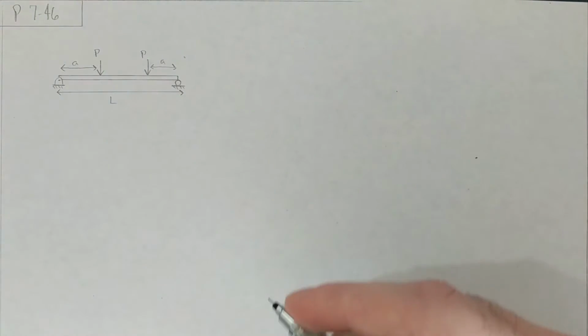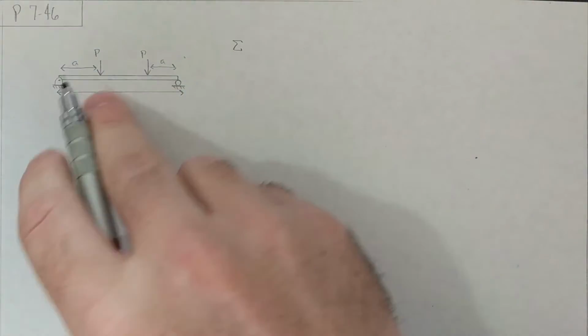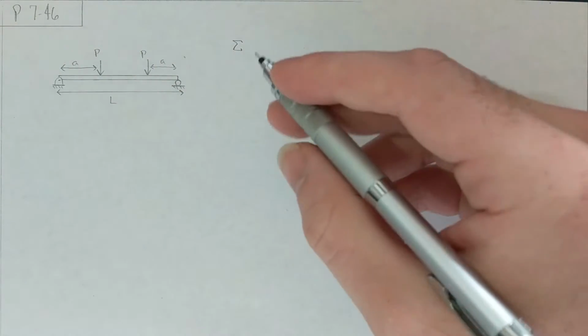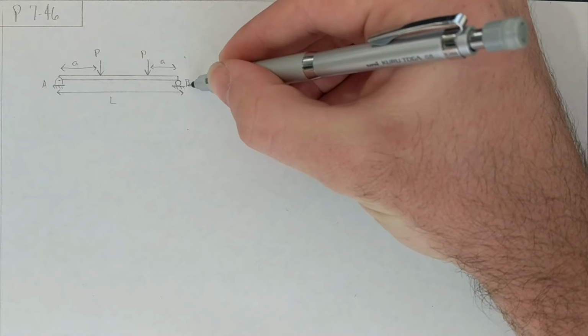But let's go ahead and do the summing so that we can get used to the way that we're doing these L's and A's and L's minus A's and whatnot. So we'll just call this point A and point B, big A and big B.